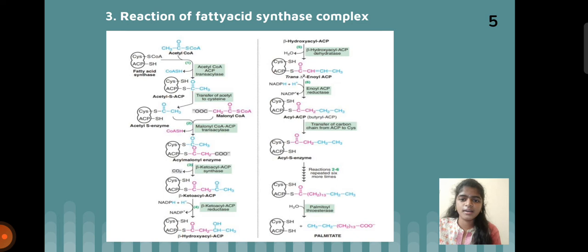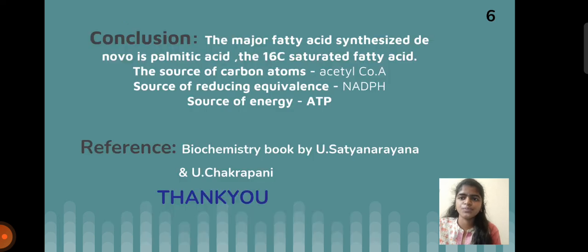Let's now discuss the conclusion. The major fatty acid synthesized in the de novo pathway is palmitic acid, the 16 carbon saturated fatty acid. Here the main source of the carbon atoms is acetyl-CoA, whereas the source of the reducing equivalents is NADPH, and the source of energy is ATP.